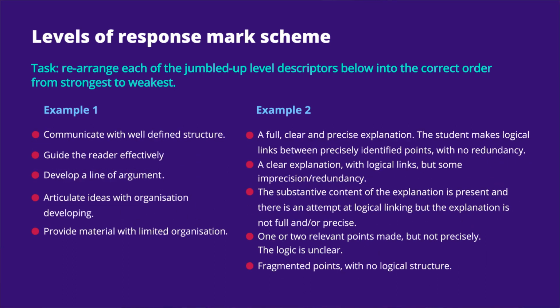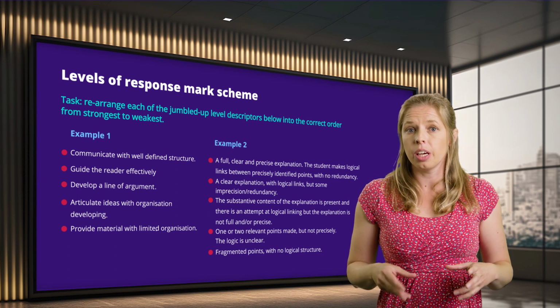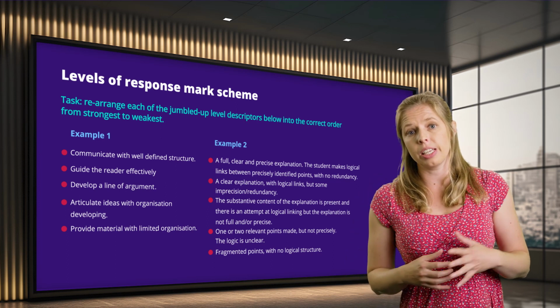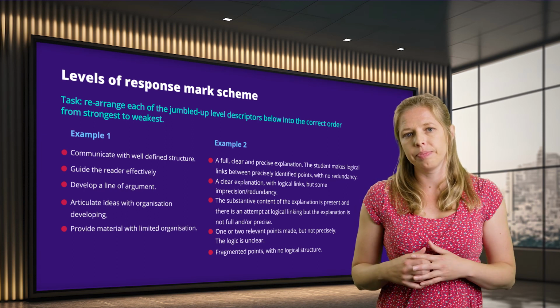The correct answer is now shown on screen. Did you find 2 easier? This is because the progression in example 1 is not very clear. Where does guide the reader sit? Is it asking something else? Where progression isn't clear in the levels, that's where we may find some inconsistency in marking, where markers struggle to put students into the right band.